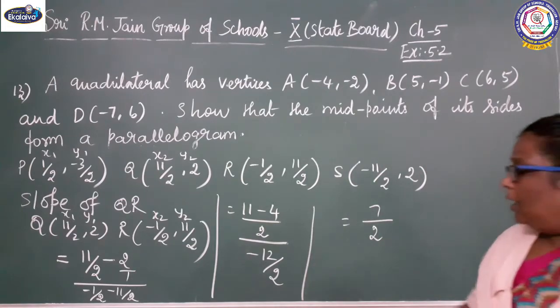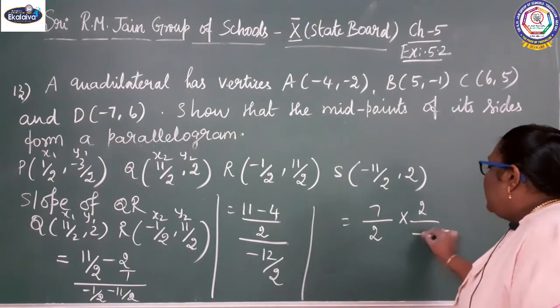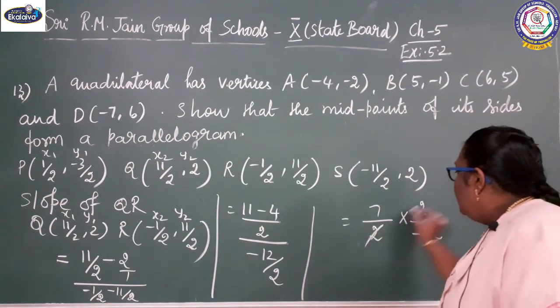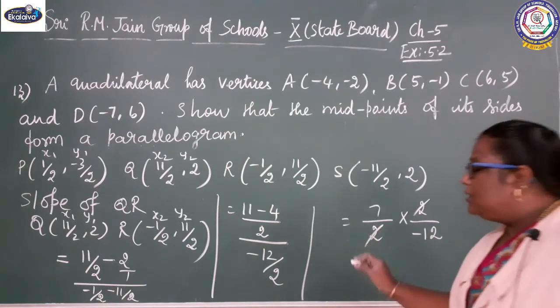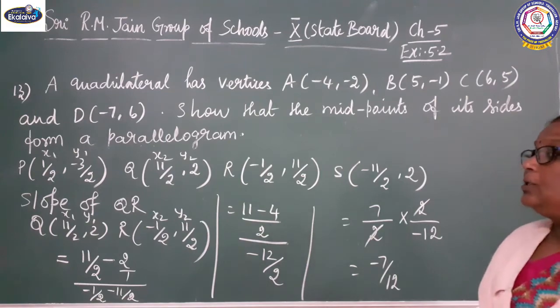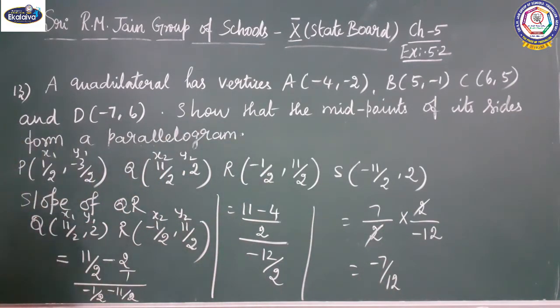7 by 2, reciprocal that value, into 2 by minus 12. The 2 gets cancelled. What is slope of QR? Minus 7 by 12. Slope of QR value is equal to minus 7 by 12.